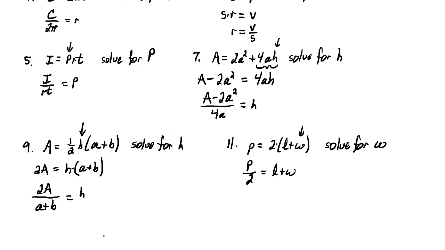We're trying to get the W alone. How do you get rid of that L? That L's been added to the W. How do you get rid of it? You subtract it. So we have P divided by 2, subtract the L is equal to W.